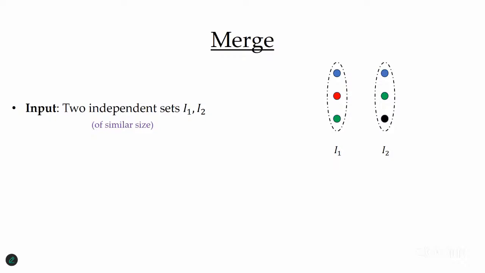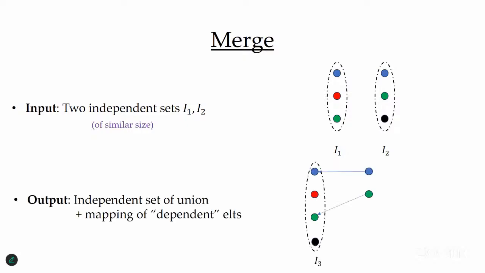So it's going to take two independent sets, I1 and I2. So they look like this. There are three different colors there. I've drawn them a similar size because that's what we're going to do. We're going to make sure that we always merge two similar sized independent sets. And the output should be this. So this is I3. It contains all of I1 and one black item from I2. And then it remembers that the blue item from I2 has this parent, which is the blue item from I1, and the green item from I2 has a parent, the green item. So that's what the output of merge should be.